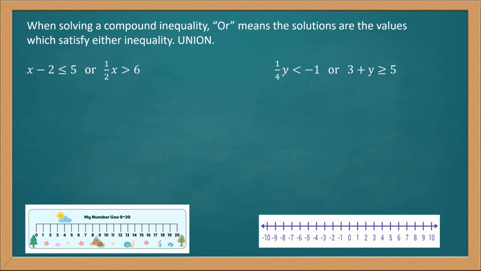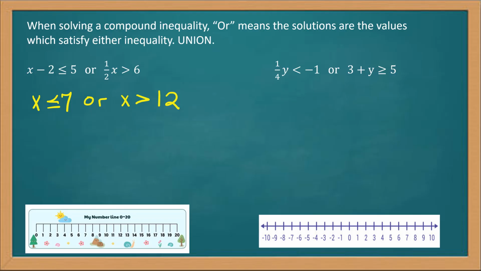It gives you 2 different inequalities. So for this first one, you're going to solve for x in both inequalities. So you're going to have x is less than or equal to 7 for that first one. And then you have or x is greater than, if you multiply by 2, you get 12. So you've got 2 statements, x is less than or equal to 7 or x is greater than 12.